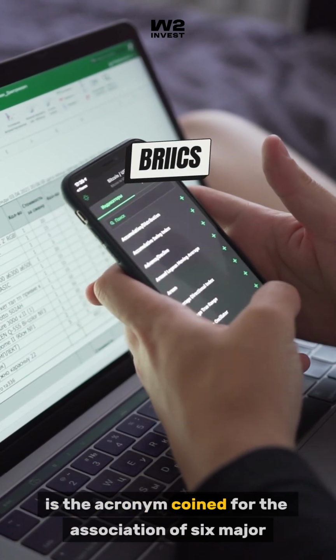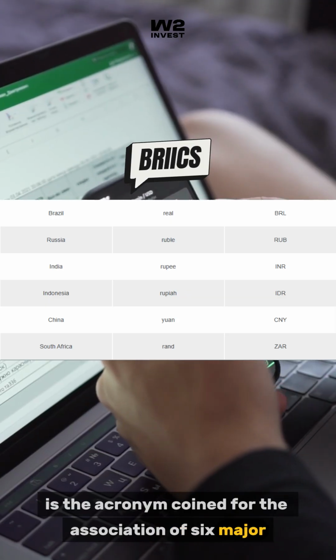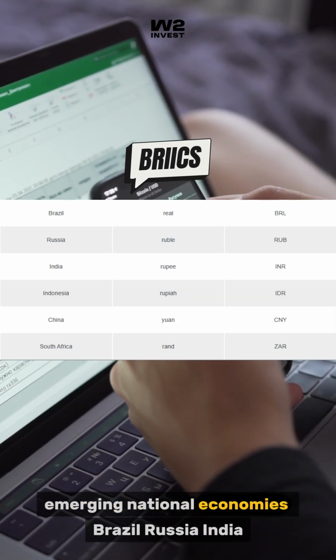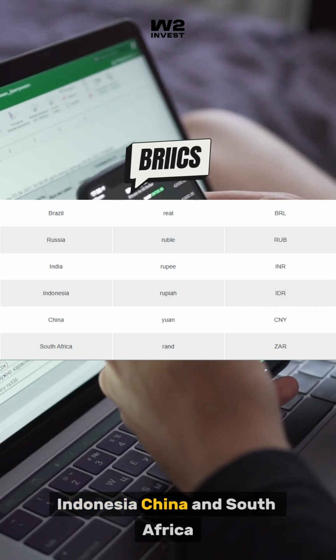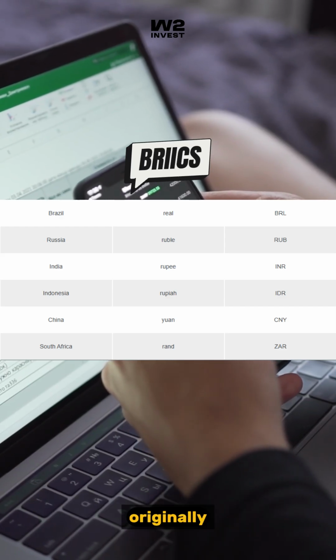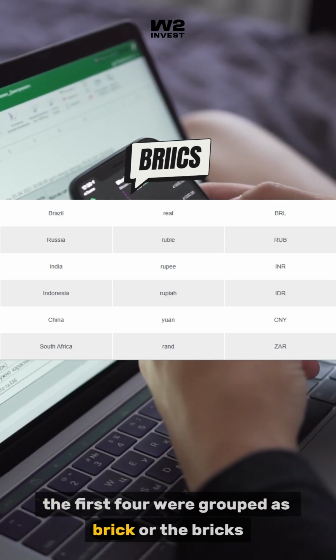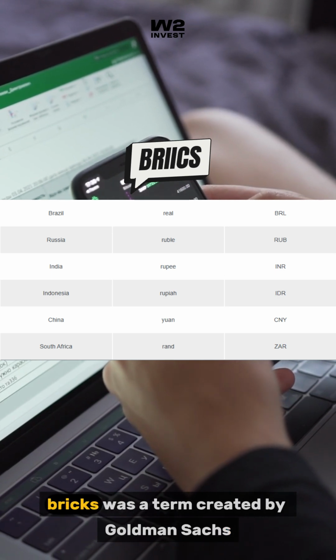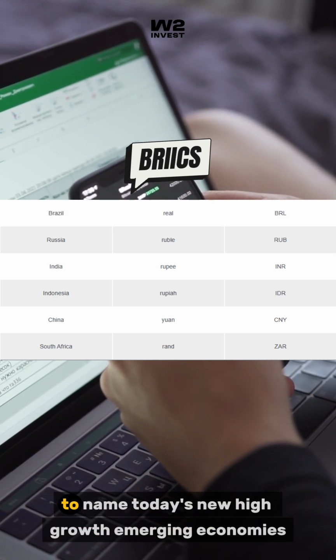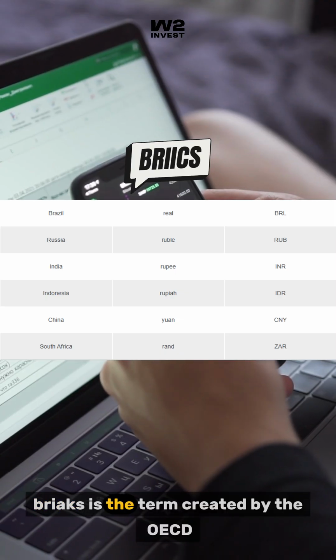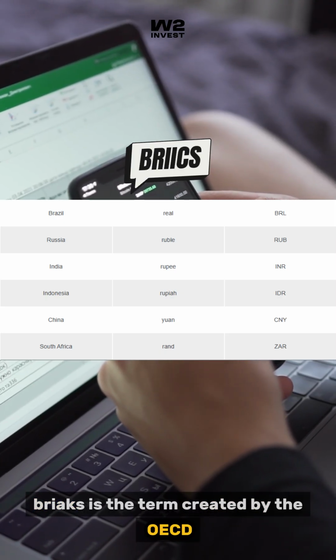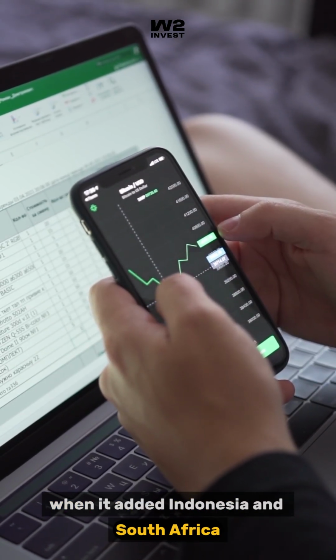BRICS is the acronym coined for the association of major emerging national economies: Brazil, Russia, India, Indonesia, China, and South Africa. Originally, the first four were grouped as BRIC. BRIC was a term created by Goldman Sachs to name today's new high-growth emerging economies. BRICS is the term created by the OECD when it added Indonesia and South Africa.